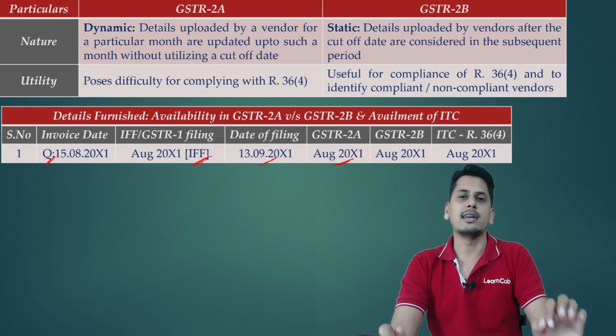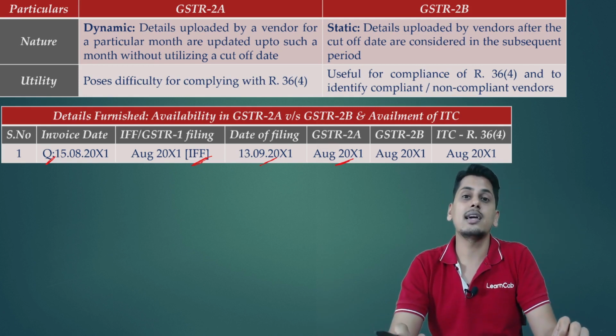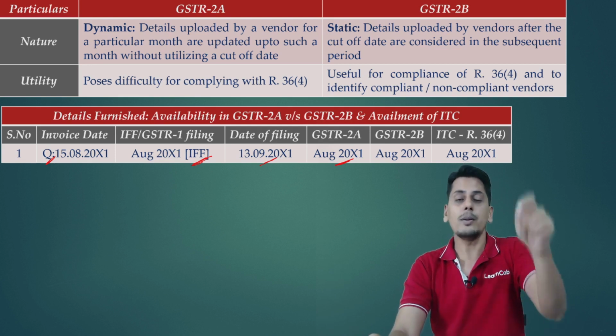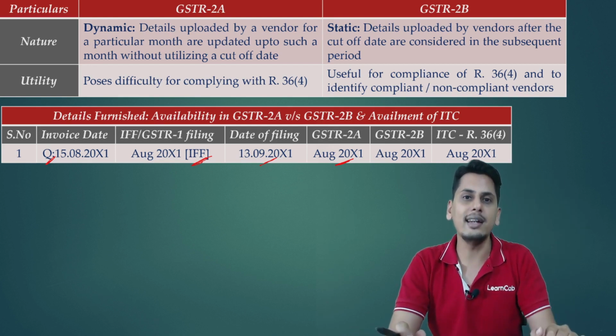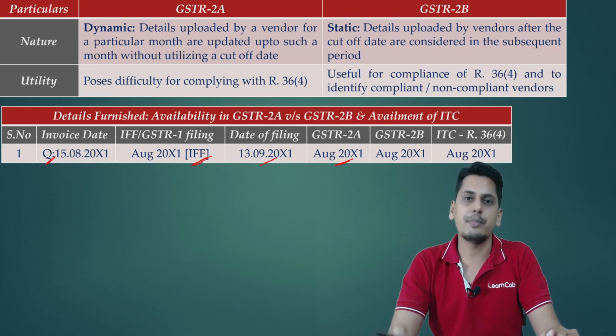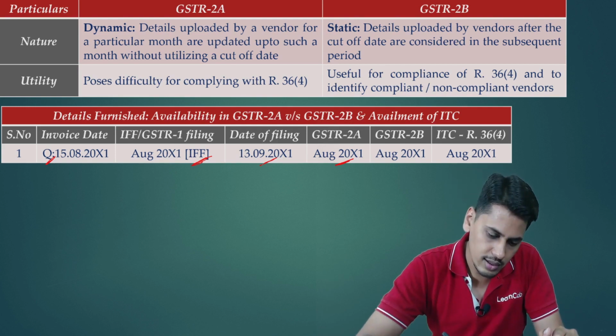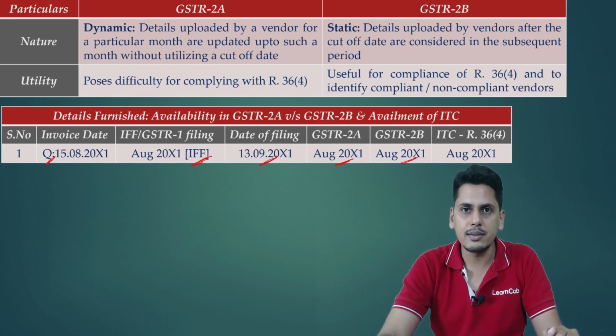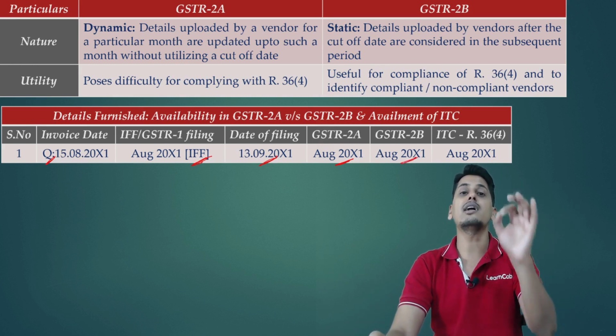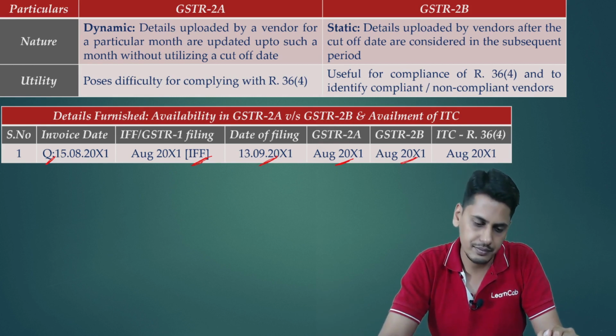Let us also see, will it appear in GSTR 2B of August? Friends, to appear in GSTR 2B of August, the details should have been filed by 13th of September. Is it done so? The answer is yes. So it will appear in GSTR 2B of August. Credit can be taken in the return for the month of August.